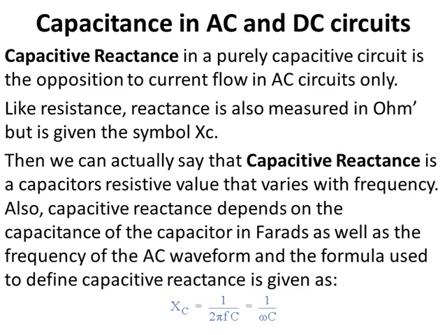Then we can say that capacitive reactance is a capacitor's resistive value that varies with frequency. Capacitive reactance depends on the capacitance of the capacitor in farads, as well as the frequency of the AC waveform. The formula used to define capacitive reactance is given as XC. I told you the other time that the symbol for reactance is XC. So XC equals 1 over 2 pi FC.